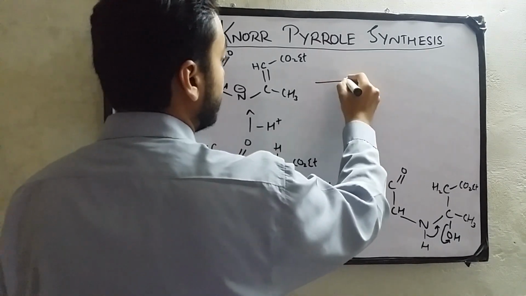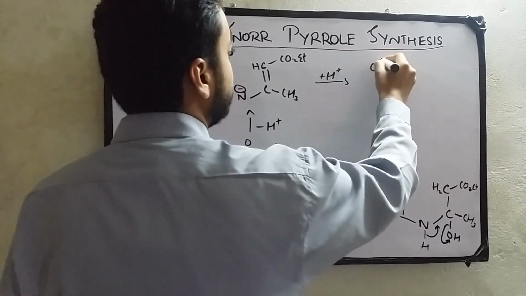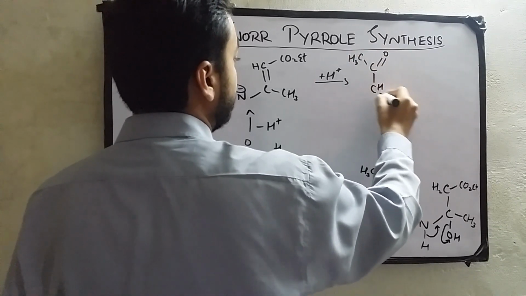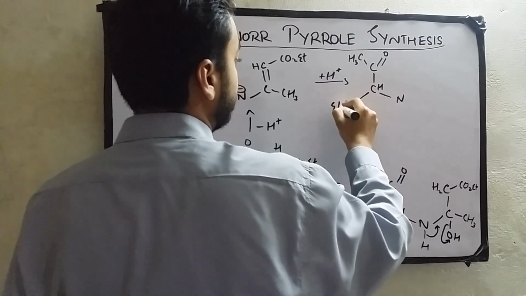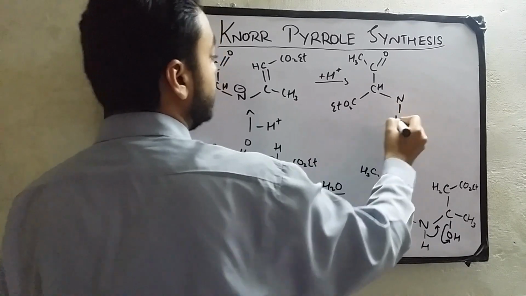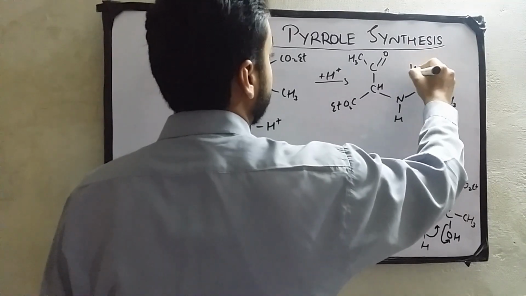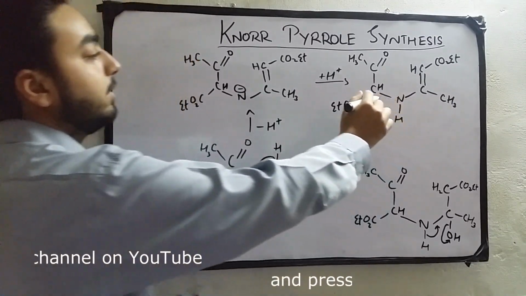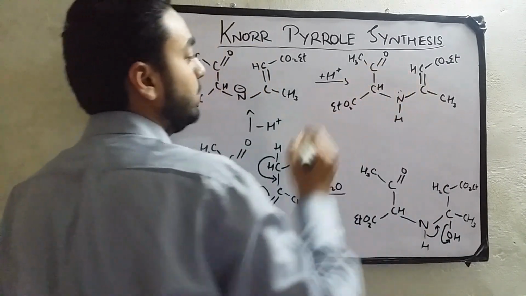Okay, means we will add one proton, so remaining part as it is, C double bond O CH3 and CH, here N, here CO2 ethyl, which is our ester group. Now we have done protonation, so proton will be added on this nitrogen here as it is remaining part, double bond CH and CO2 ethyl. Now, you know that when nitrogen is bonded with three further atoms, so it contains a lone pair, okay?